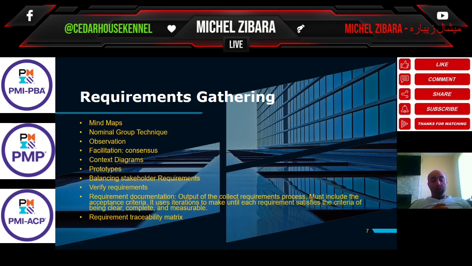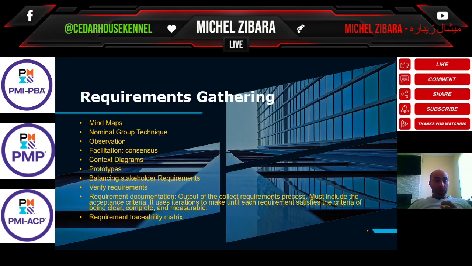Requirement documentation. The output of the collect requirement process must include the acceptance criteria. Okay, so we have said the requirement documentation is the output of the collect requirement process. It must include the acceptance criteria. It uses iterations until each requirement satisfies the criteria of being clear, complete, and measurable. Okay, that's crystal clear and very important. That's a very important statement. Requirement traceability matrix, we've discussed it. It ties the project objectives to requirements and deliverables.